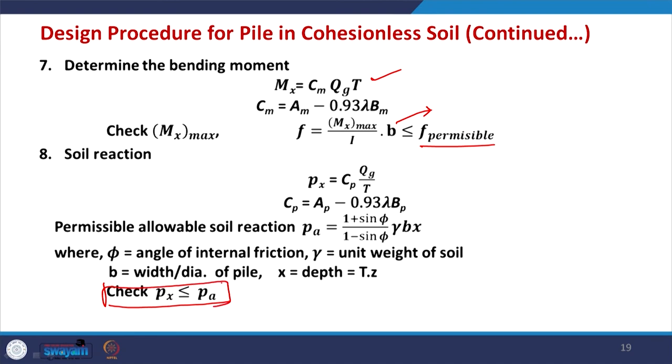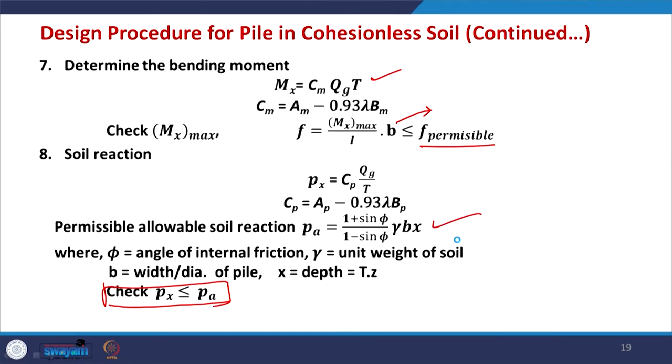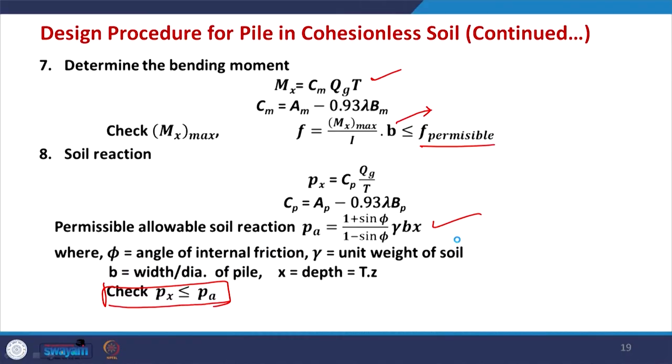And B is nothing but width or diameter of pile, phi is angle of internal friction and gamma is unit weight. Pa is calculated from this relation, where gamma B into x, that means as x increases your allowable soil reaction will also increase. And naturally, as we discussed earlier, these coefficients Ay, By, then Am, Bm and Ap, Bp need to be taken from the tables and charts which we have discussed, for a particular depth. In this case Px will also vary with the depth, but not linearly. However, the allowable load Pa will vary with the depth linearly, and you could see that Pa values are increasing.